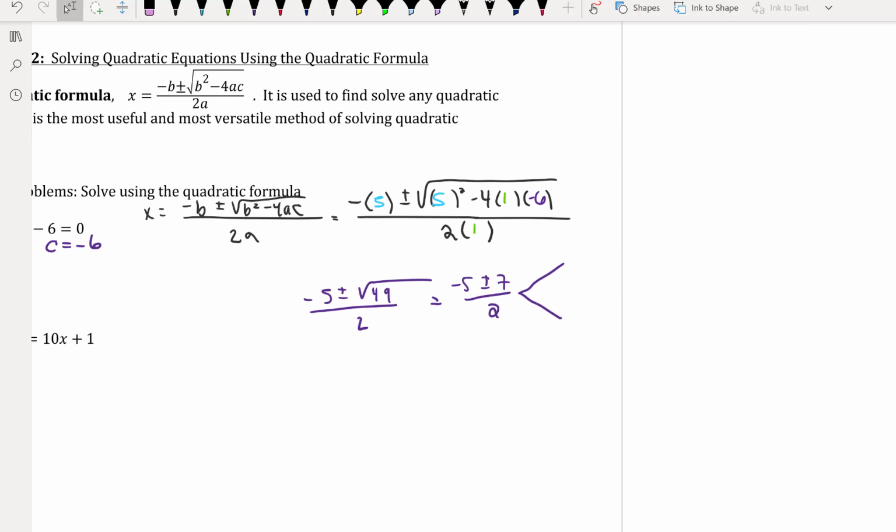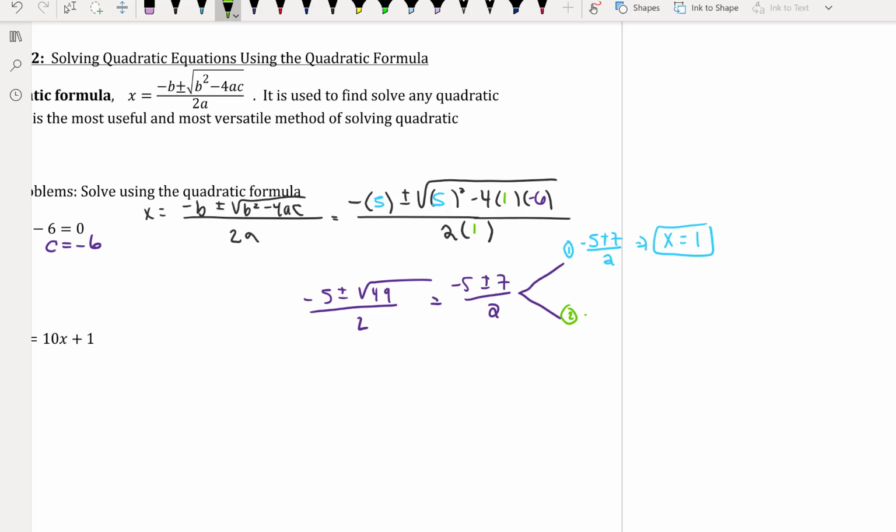So here I'm going to take my first equation. That first equation is going to be a negative 5 plus 7, divided by 2. So I'm going to put this into my calculator. Negative 5 plus 7, and I'm going to divide it by 2. And that gives me that my x is equal to a positive 1. Remember, we are trying to solve for x.